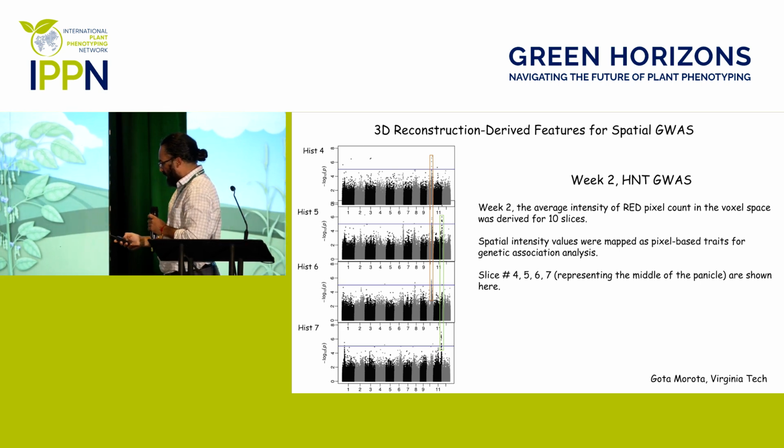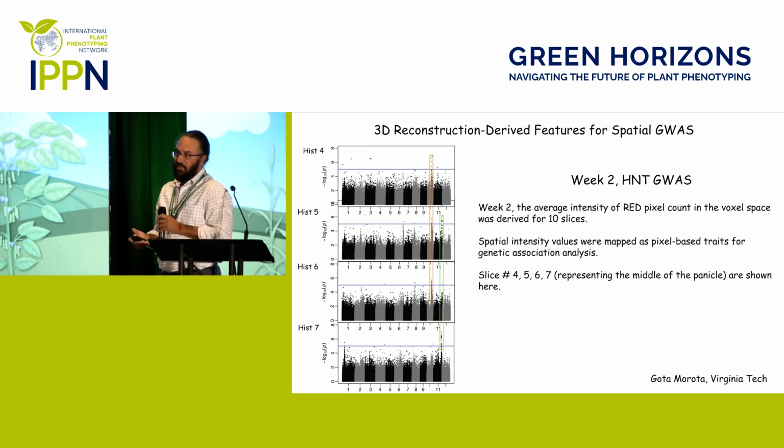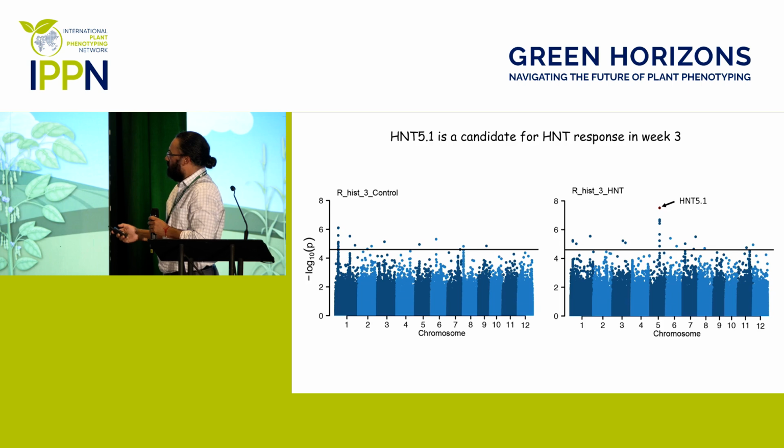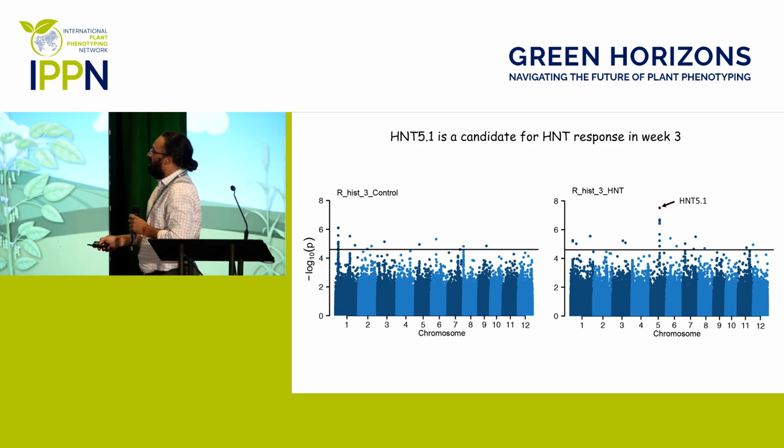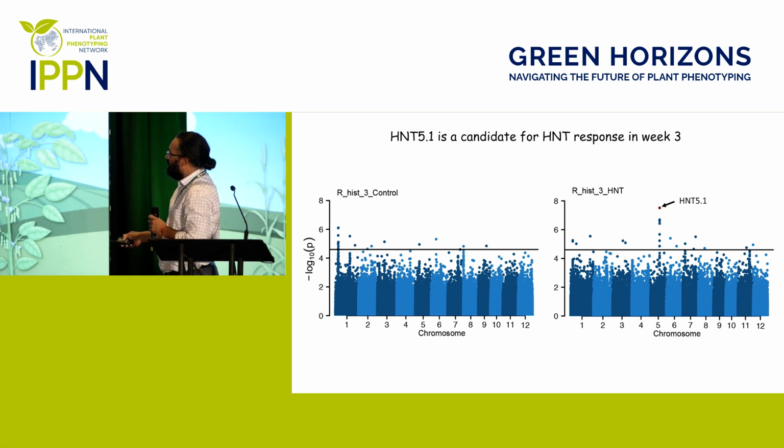We ran this analysis and we found several very significant SNPs. I'm going to give you a snapshot of what we did with one of the SNPs. This is what we call HNT 5.1. This is the third segment and our red pixel under control, and this is the third segment from the bottom and the red pixel under HNT. As you can see, one of the major peaks here, which we call HNT 5.1 on chromosome 5, has a strong signal here, but it's missing completely from control.